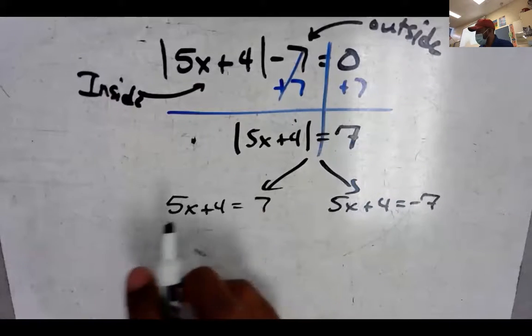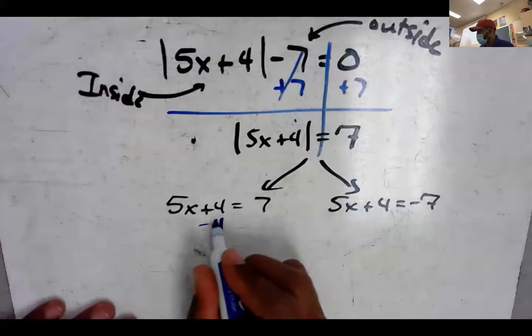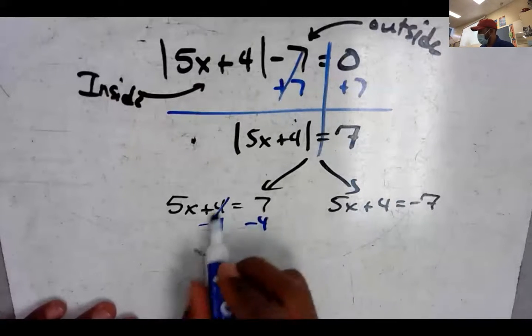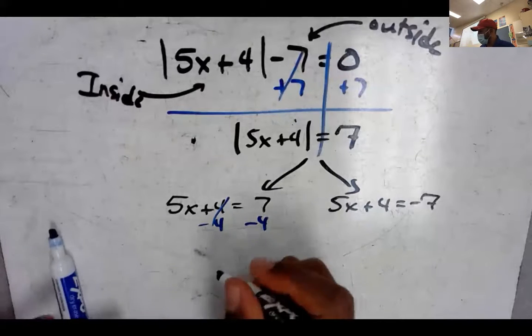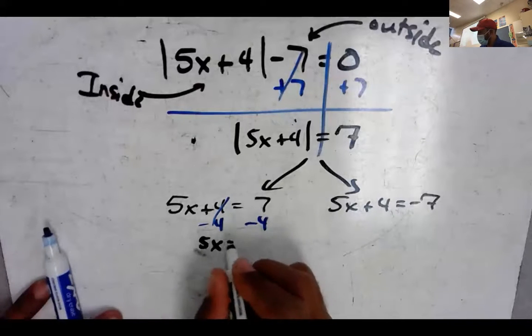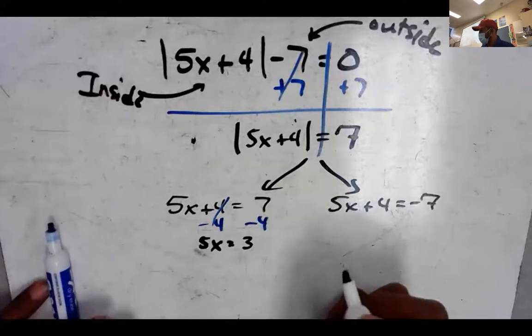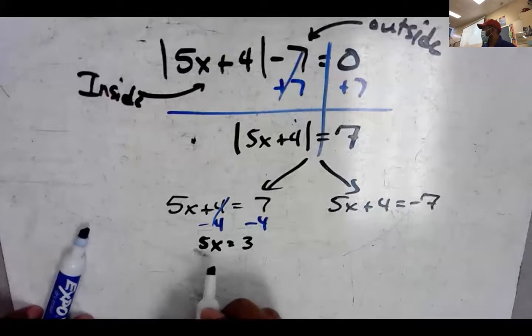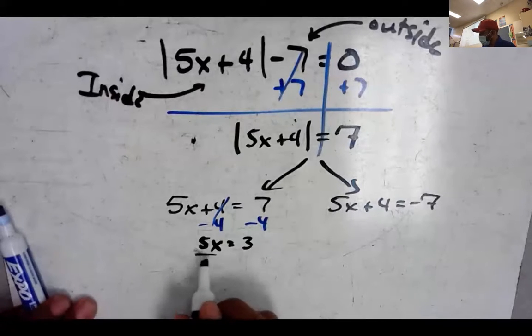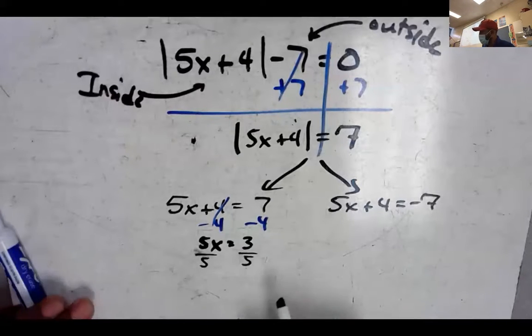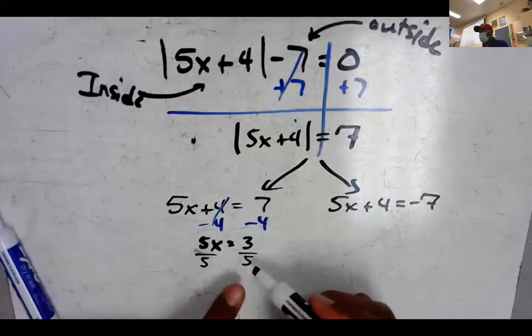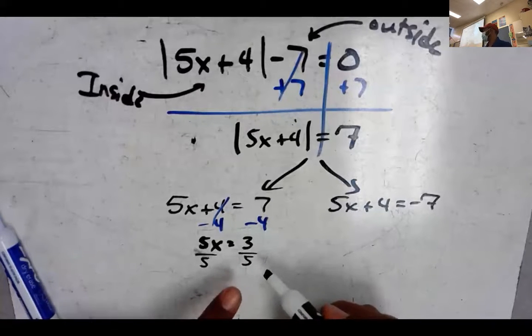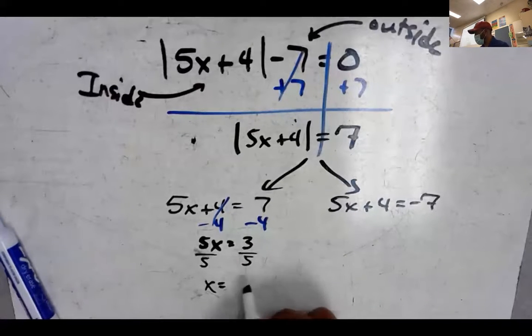So here, this time, I'll do minus 4. And now I get 5x equals 3. And then here, I divide by 5. And notice how I have 3 divided by 5. I can't divide 5, so I just leave it as 3 over 5.